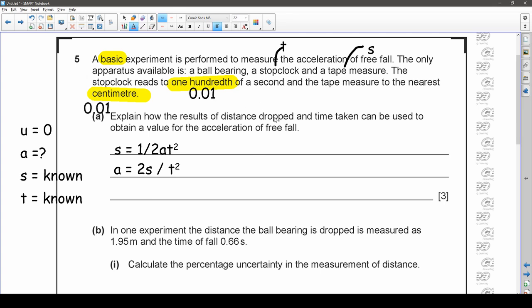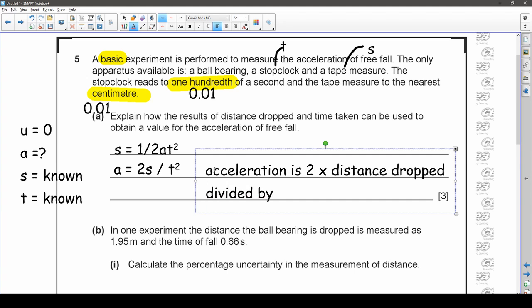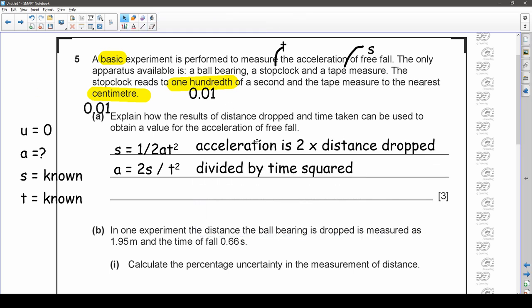So how can the results of distance dropped and time taken be used to obtain a value for the acceleration of free fall? The acceleration of free fall is 2 times the distance dropped divided by the time squared, and just talk your way through it. Alright, happy? Ideally, though, it does say how the results of distance dropped, so this is how you would do it by calculation.